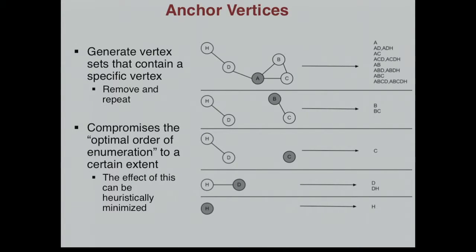When you do that, then checking for connectivity becomes very easy because you have an anchor vertex that connects everything. So by doing a search through that vertex, you can enumerate all connected subgraphs very quickly, and then once you are done with that vertex, you can remove that vertex and its edges and repeat this process again. Again, this compromises the optimal order of enumeration, obviously, right? But you can heuristically choose the order of the vertices that you use as the anchor to minimize that effect.